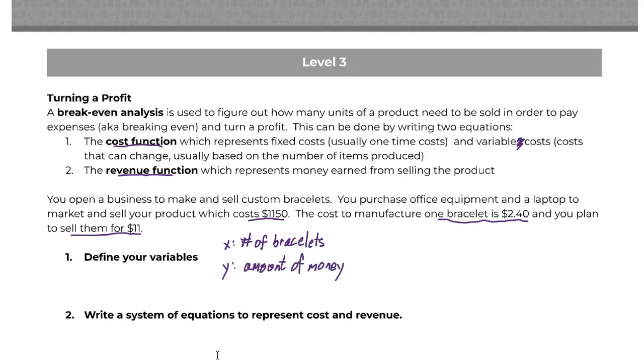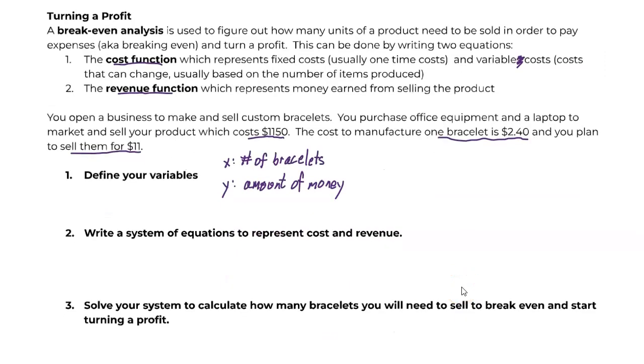If you think about the cost of making the bracelets, the amount of money is going to increase as the number of bracelets that you make increases. On the other hand, if you think about revenue, the amount of money that you earn by selling the bracelets, that's also going to increase as the number of bracelets increases. Now that we know what our variables are going to represent, we can write a system to represent cost and revenue. I'm going to do an equation for cost first, and then an equation for revenue second. Because this is going to make two equations, that's why it's in the lesson about systems of equations.